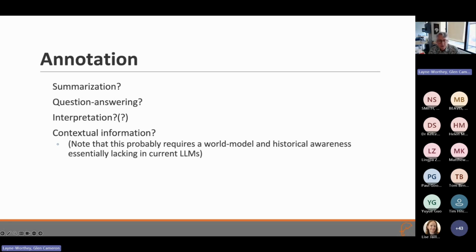But I do think that researchers will always want to engage in the other activities of research, what Professor Unsworth described as primitives. Annotation is one of those. How can AI help with that? Well, summarization is a form of annotation. Question answering, if you ask a question of a document or a set of documents and get an AI-generated answer, that could be a form of annotation. Interpretation makes me a little bit more nervous, but of course, a first pass set of interpretations is something that a chatbot could provide. Chatbots can also provide contextual information.